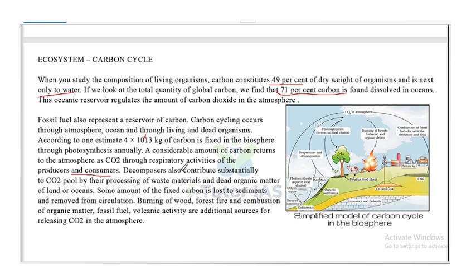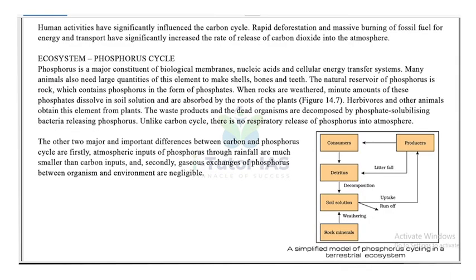Burning of wood, forest fire, combustion of organic matter, fossil fuel, and volcanic activity are human activities that have significantly influenced the carbon cycle. Rapid deforestation and massive burning of fossil fuel for energy and transport have significantly increased the rate of release of carbon dioxide into the atmosphere.